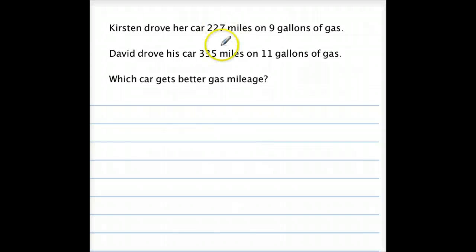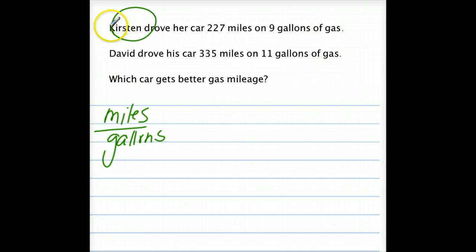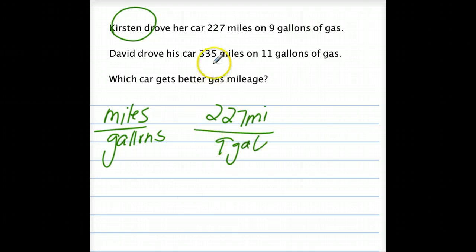Kirsten drove her car 227 miles on 9 gallons of gas. David drove his car 335 miles on 11 gallons. Which car gets the better gas mileage? Who can go the most miles for the least amount of gallons of gas? Well, I'm going to set these two rates up the same way. Miles on top of gallons. So for Kirsten, she drove 227 miles in 9 gallons. And for David, he drove 335 miles on 11 gallons of gas.